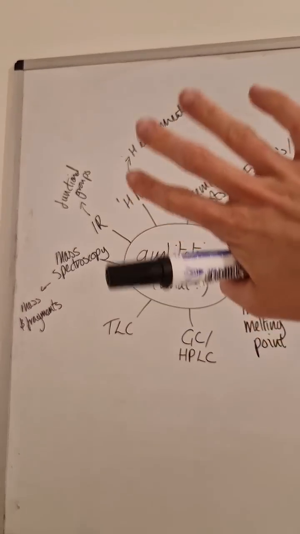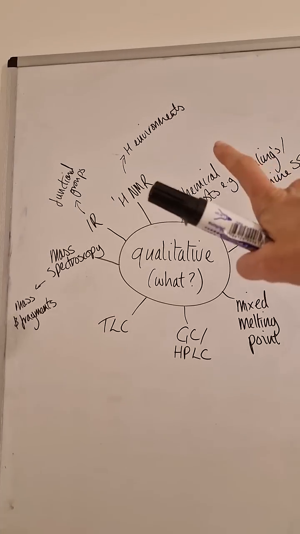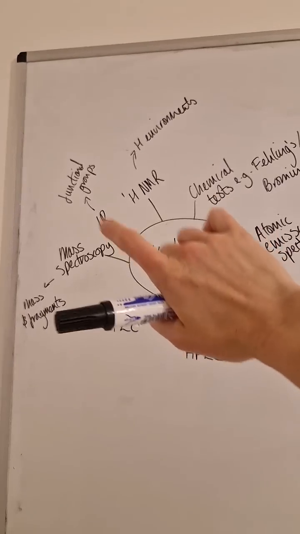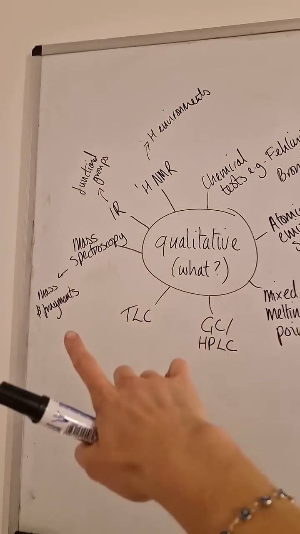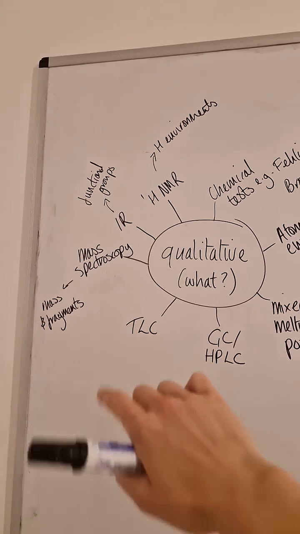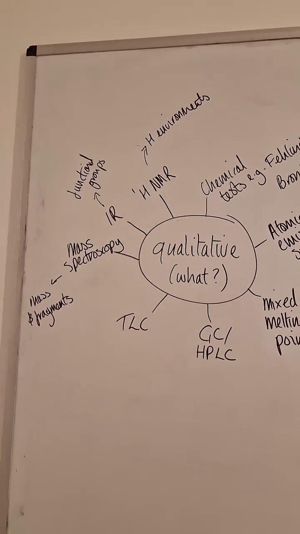For hydrogen NMR, that can tell you about the hydrogen environments that are in your compound. For infrared spectroscopy, that's normally to help identify functional groups, and mass spectroscopy is helpful when you're trying to work out the mass of your compound or identify different fragments.